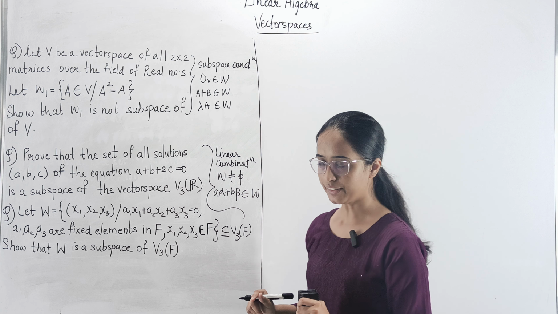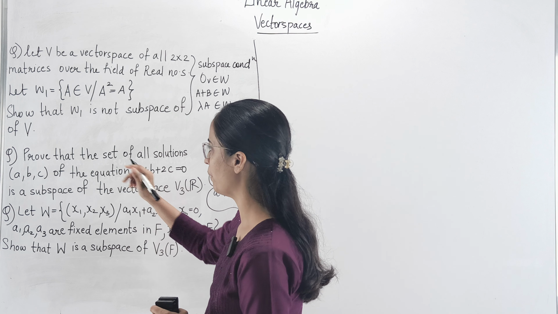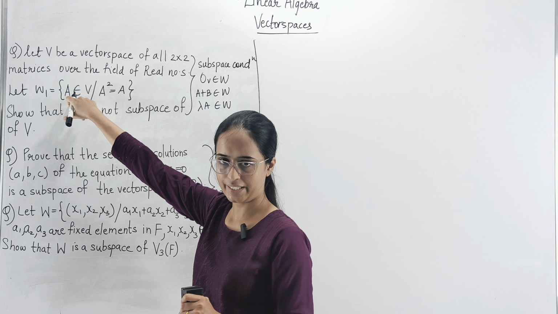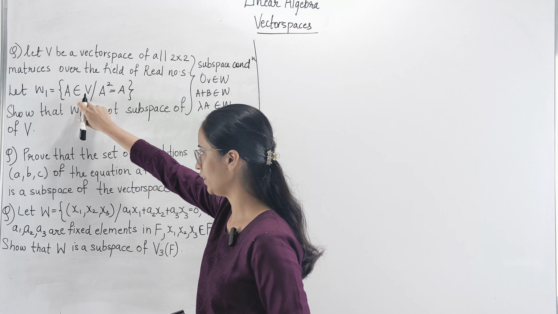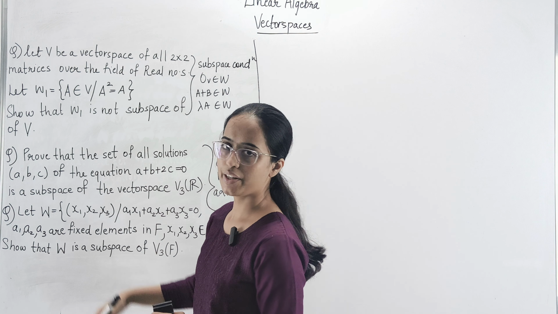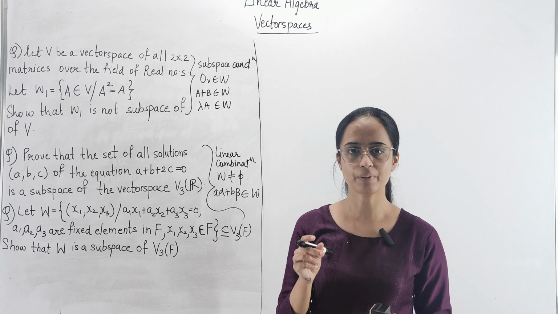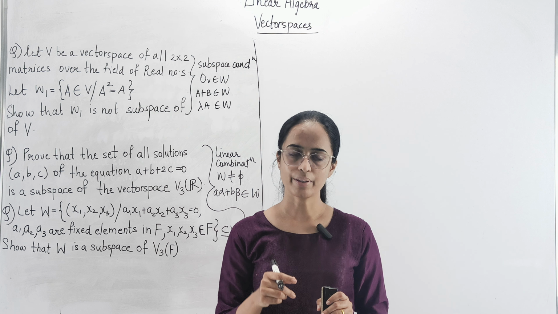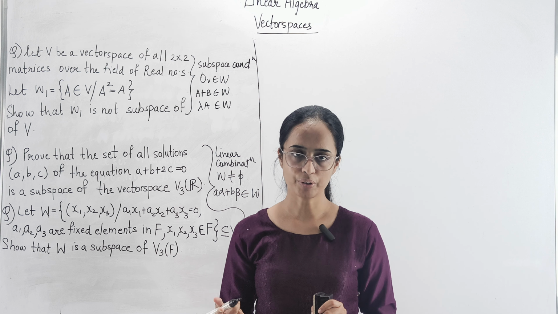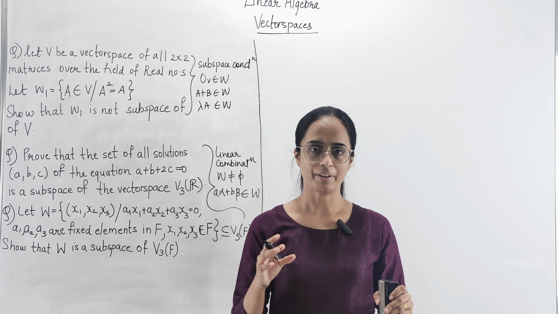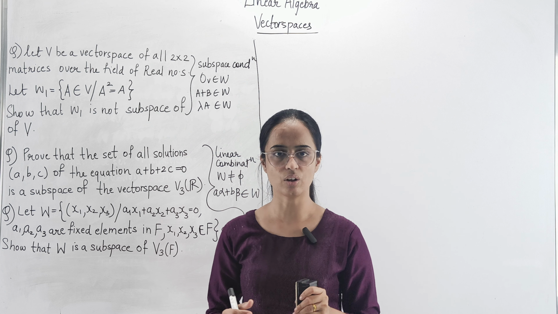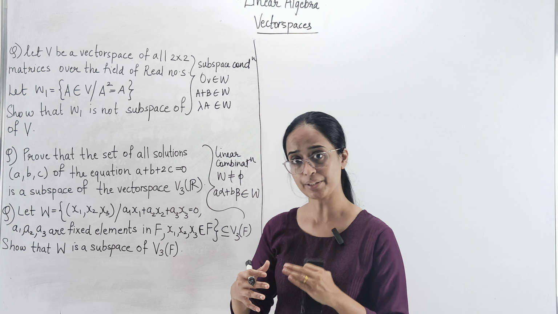Now there is a set W1 which is defined in this manner, which is all those matrices A belonging to the vector space V with the field of real numbers such that your A square would be equal to A. Now this particular definition where A square equals A for a matrix corresponds to the definition of an idempotent matrix. जहाँ पे अगर आप कोई matrix लेते हो और उसका square करते हो and again you are getting the same matrix, it is called as an idempotent matrix.